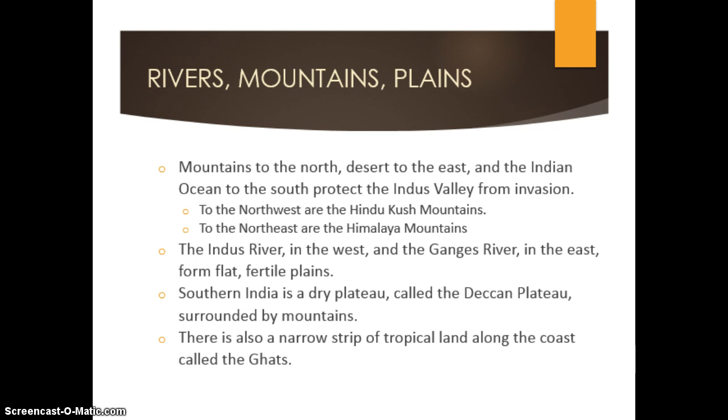Between that you have flat, fertile plains. Also, the Ganges River is considered to be a very sacred river of India. Southern India is a dry plateau. It is called the Deccan Plateau, and it is also surrounded by mountains. And then on each coast of the south of India, there is a narrow strip of tropical land that is called the Ghats, G-H-A-T-S.